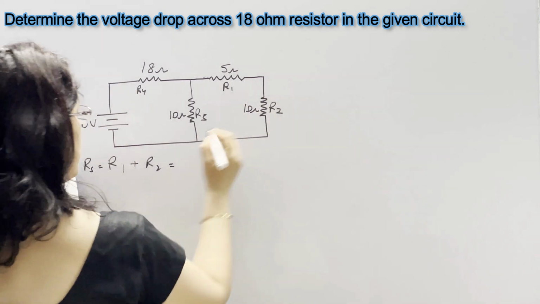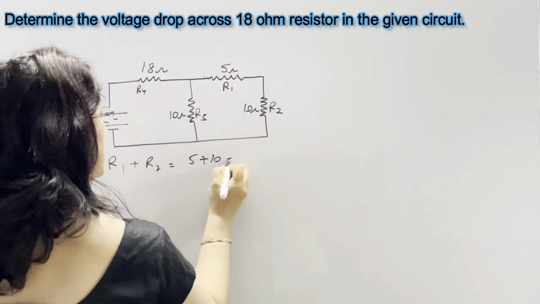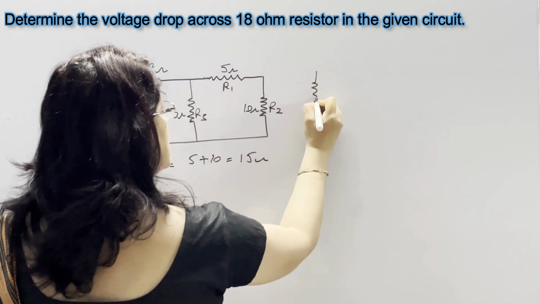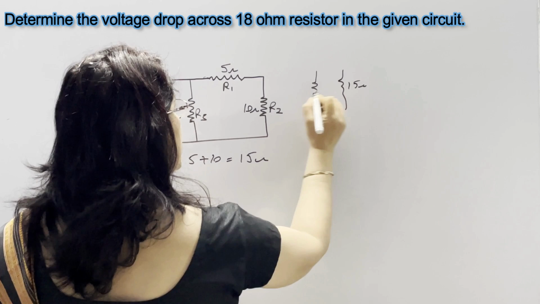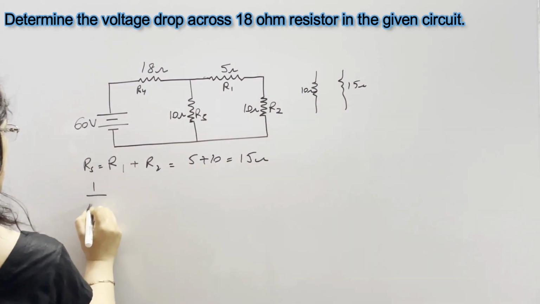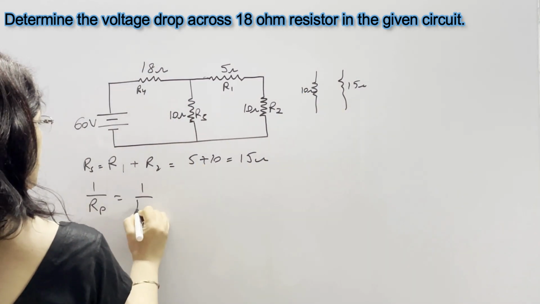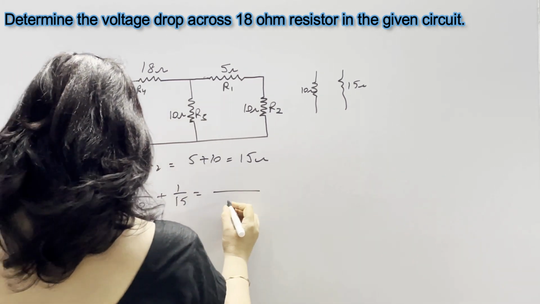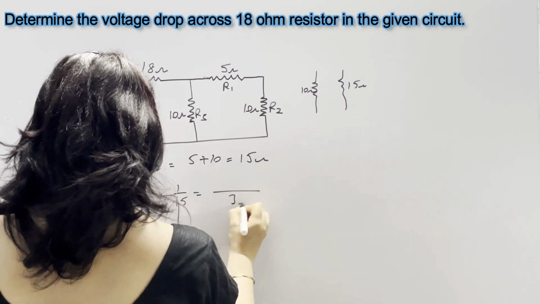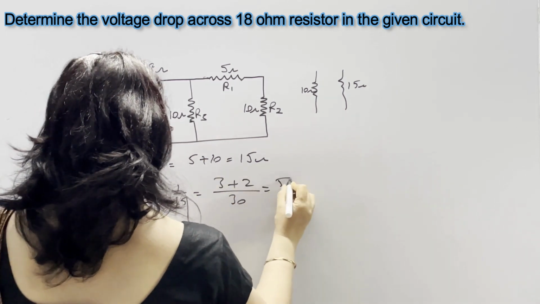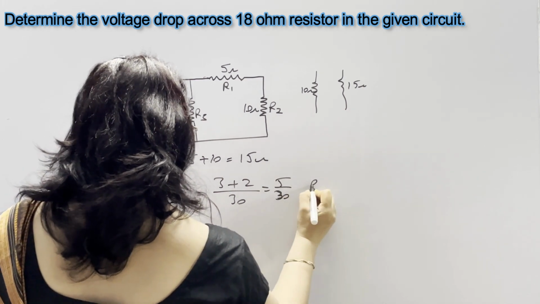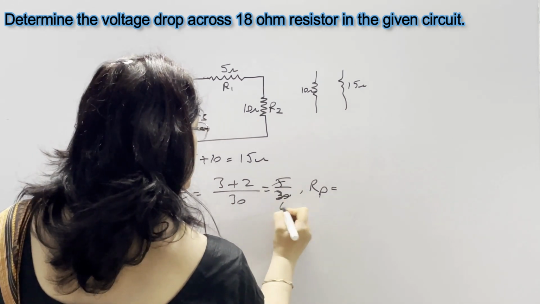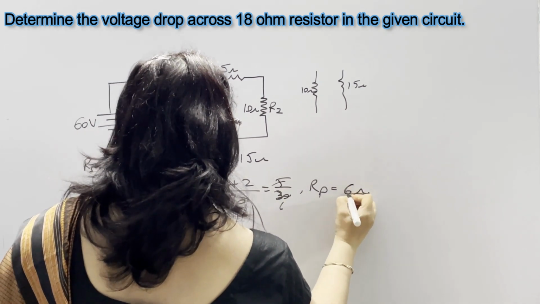The series combination of R1 and R2 is 5 plus 10, which is 15 ohm. Now this 15 ohm is connected with this 10 and this 15, so these are in parallel combination. So 1 upon Rp is equal to 1 upon 10 plus 1 upon 15. The LCM of 15 and 10 is 30. So 3 plus 2, 5 upon 30. So the value of the parallel combination of resistances is 6 ohm.